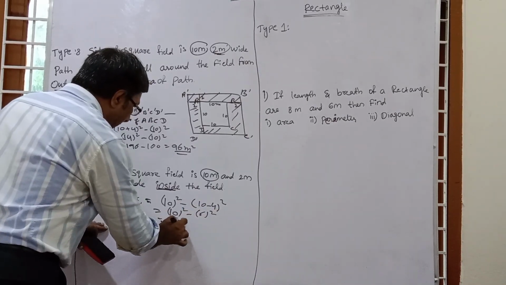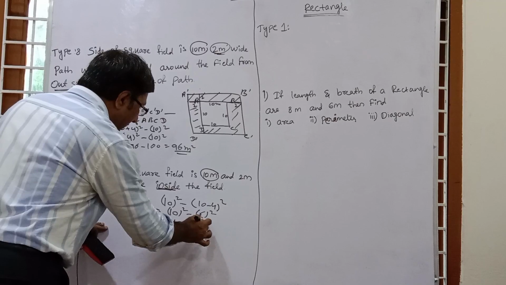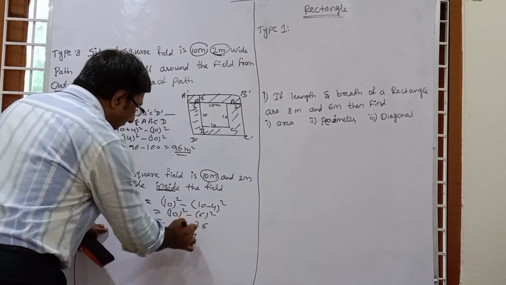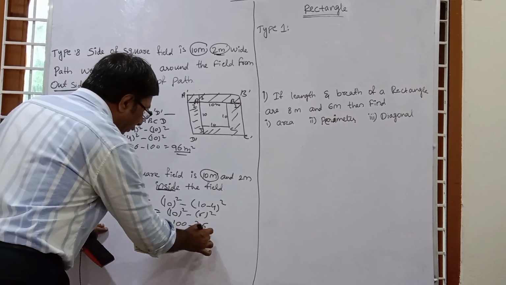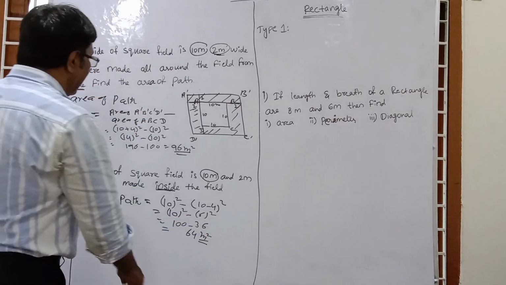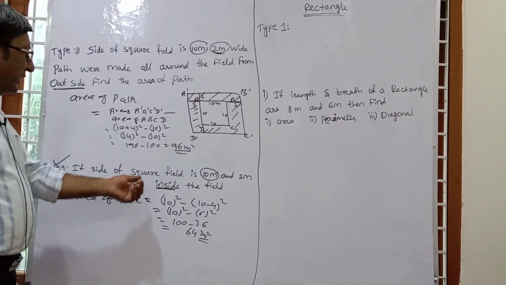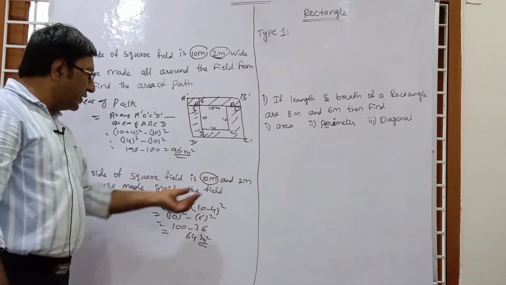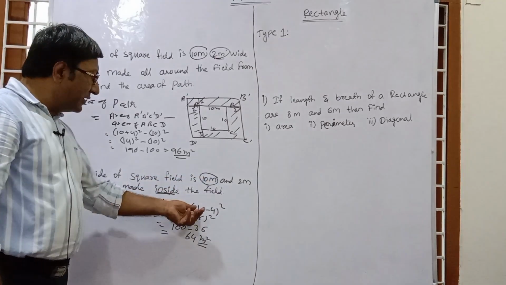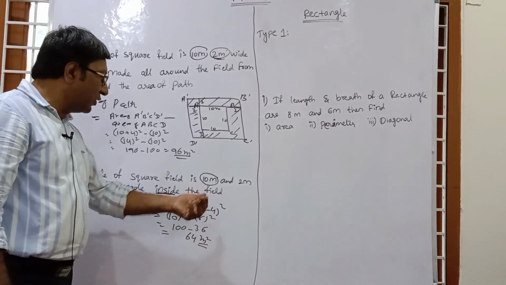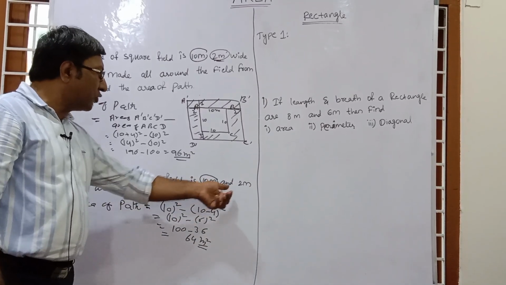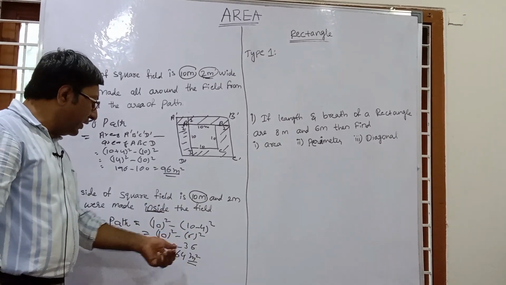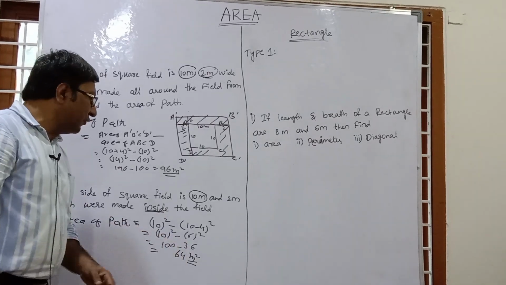So 10 square is 100 and this 6 square is 36. So our correct answer is 100 minus 36: 10 minus 6 is 4, and 9 minus 3 is 6. So 64 square meters is the correct answer. So if the path is made inside, then our answer by the simple technique is: side of the original square minus, original side minus twice the path, whole square. So the original is 10, twice the path is 4. So 10 square minus 6 whole square, 100 minus 36, that is 64, is the correct answer.